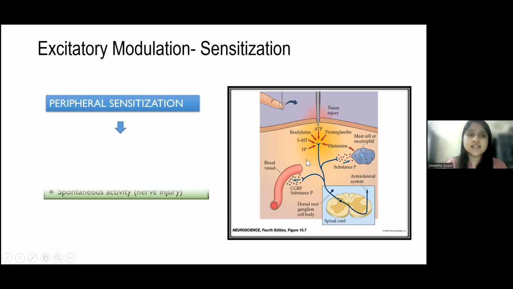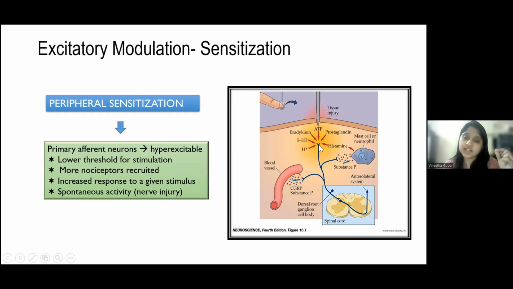So these nociceptors will have a low threshold for stimulation. More sleeping nociceptors will be recruited. For any given stimulus from the periphery, the response will be more. There will be an amplified response. And sometimes in case of nerve injury, they may behave erratically. They will start spontaneous firing from the nerve endings. All these together are known as peripheral sensitization. For any given stimulus, there is an amplified response from the peripheral nerve ending.